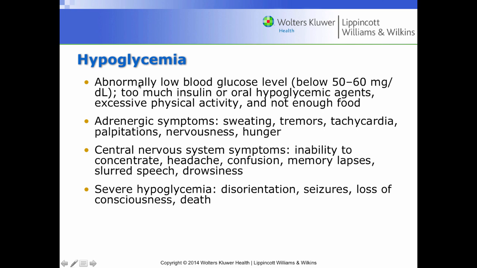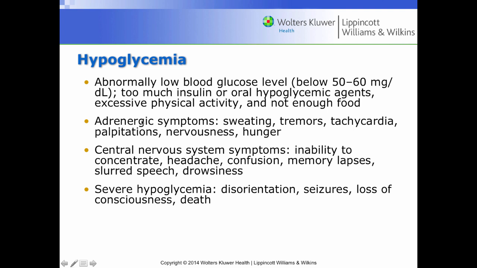Okay? With hypoglycemia, you have an abnormally low blood glucose level. So we're talking for adults below 50 or 60 milligrams per deciliter. And remember, the normal fasting is between 80 to 100. So it's a complication of treatment. So too much insulin or poorly timed with exercise and food, or oral hypoglycemic agents, too much or poorly timed. Okay.